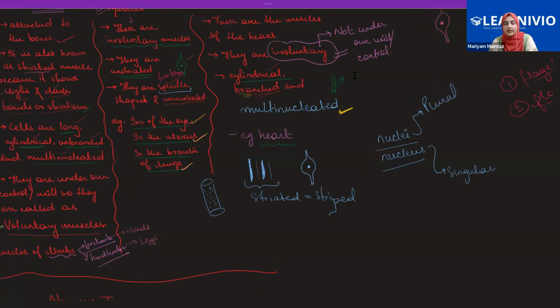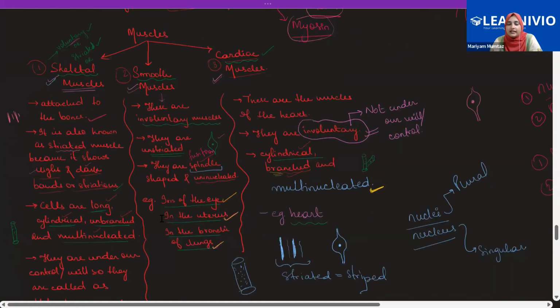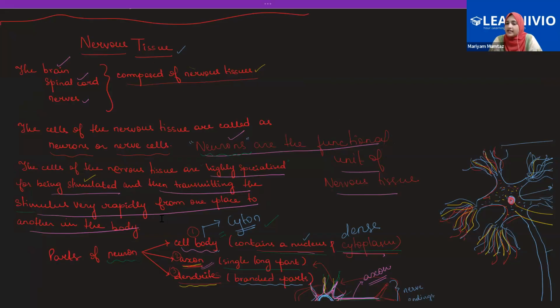Now we have to move forward and talk about the next type of the tissues that are there. That is the nervous tissue. This is the last tissue that we have to study under the various animal tissues that we have seen. What all things have we seen? We have seen epithelial tissues, right? Then we have seen connective tissues. We have seen muscular tissues. Now we are moving on to the fourth and the last type of tissue, that is the nervous tissue.